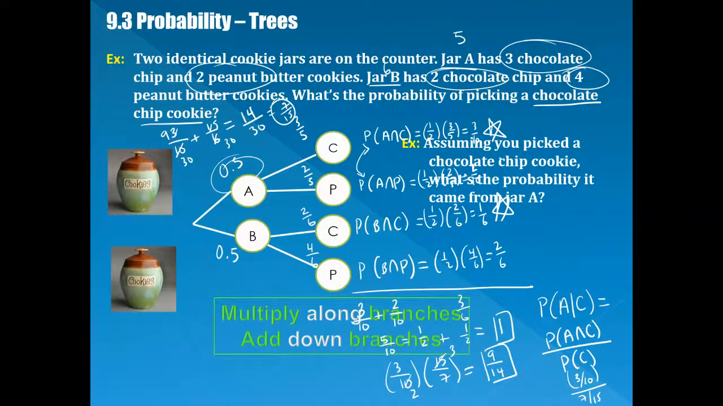Right? So just remember, pay close attention to what we already know. What is the condition? In this case, the condition was that it was chocolate chip. This would change if I said, what is the probability it's chocolate chip given that it's from A? My condition would be, assuming that it's from A, what's the probability it's chocolate chip? My condition would be that it's from A.